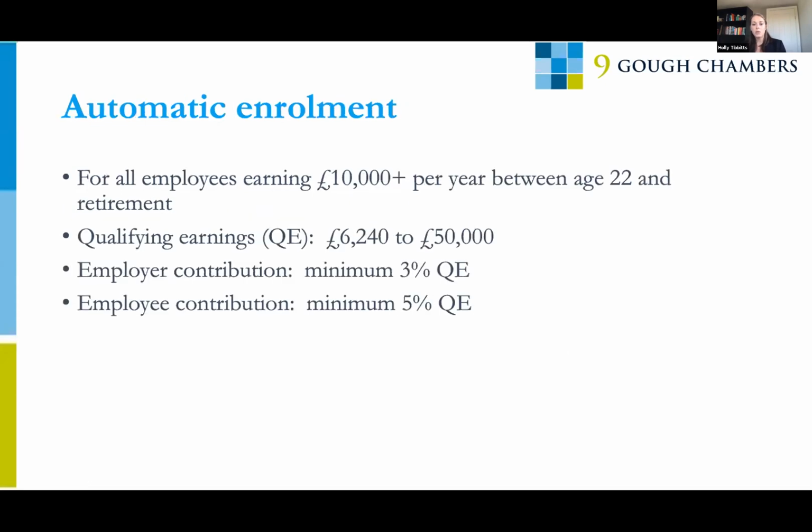Just as a reminder, automatic enrolment is applicable to all employees earning £10,000 per year or more between the ages of 22 and retirement. And it applies to qualifying earnings currently between £6,240 and £50,000. The employer contributions are a minimum of 3% of those qualifying earnings, and the employee contributions a minimum of 5%.